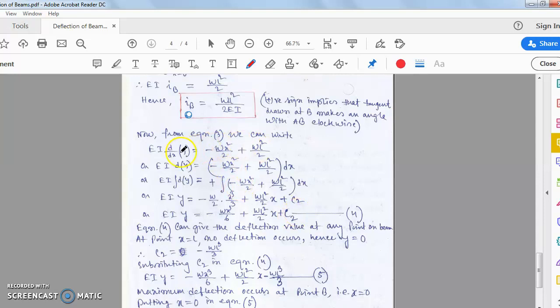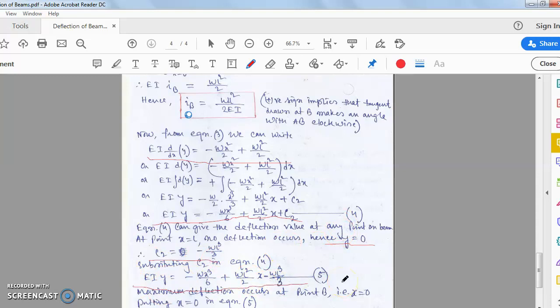Okay. From equation 3, we get like this. So after integrating a second time, we will get the expression like this. So C2 is the arbitrary constant. From the boundary condition, we will get the value of C2. What is the boundary condition? Now at x equal to L, that means at the fixed end, no deflection occurs. So y equal to 0. Now put these two values in equation 4, we will get the value of C2. Now put the C2 value in equation 4, we will get the expression EIy equal to like this.